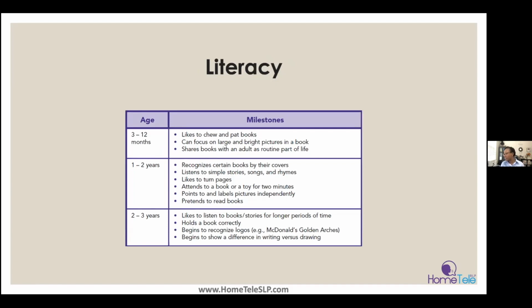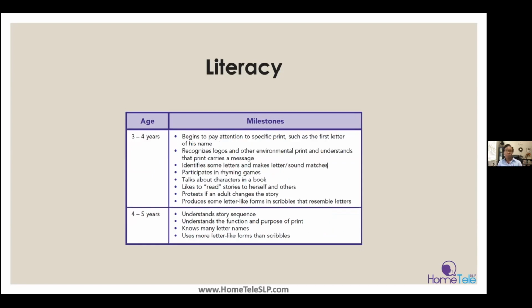Let's talk about literacy. Ages 3 to 12 months, here are some milestones, 1 to 2. This is what they should be doing between 2 to 3. Let's focus on 3 to 4. So if you have a kid who's just turning 4, they should be able to pay attention to the print, right? So while you're tracking and reading a story, they should be able to kind of follow along with you.